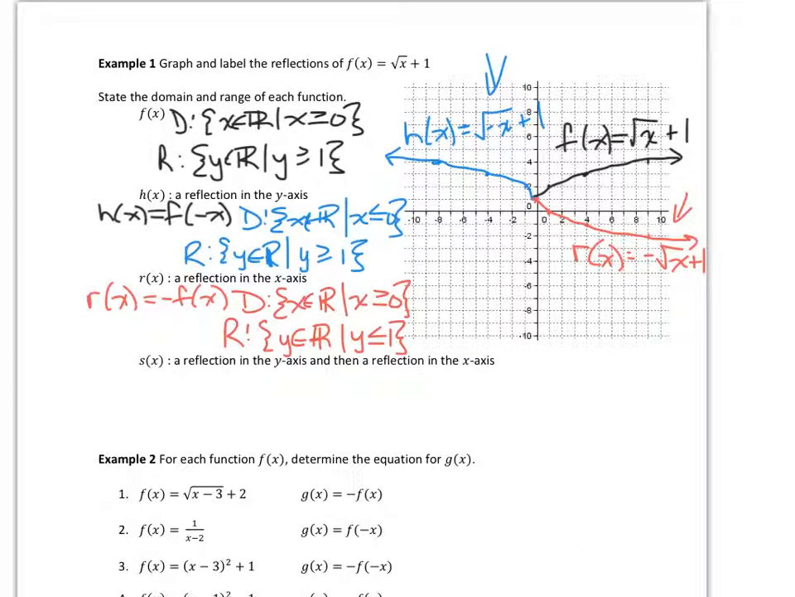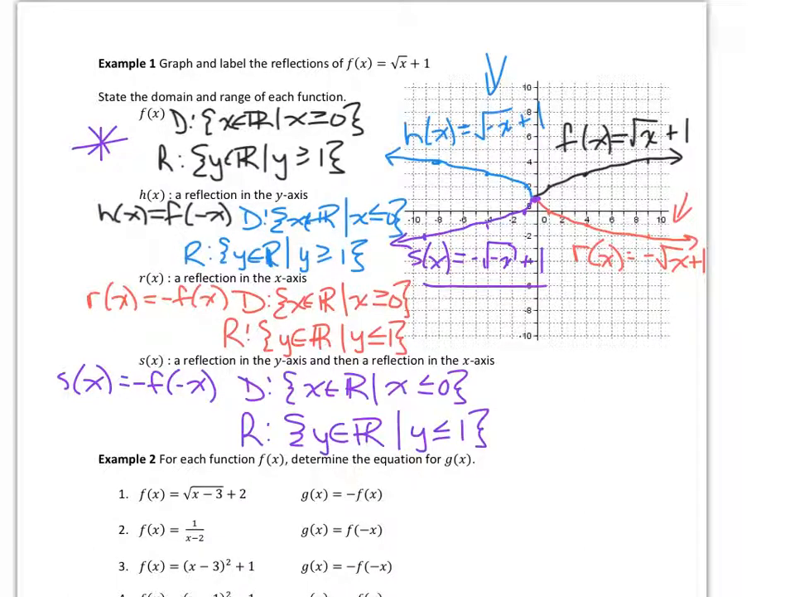So last but not least, we're going to have a reflection in both the x and the y-axis, which means that now both the x and the y are going to become negative. So using function notation, s of x is equal to negative f of negative x. That's how we would say that. And so here's the equation. S of x is equal to negative the square root of negative x plus 1. And so, as you can see, now both my domain and range are going to be the opposite from where I started.